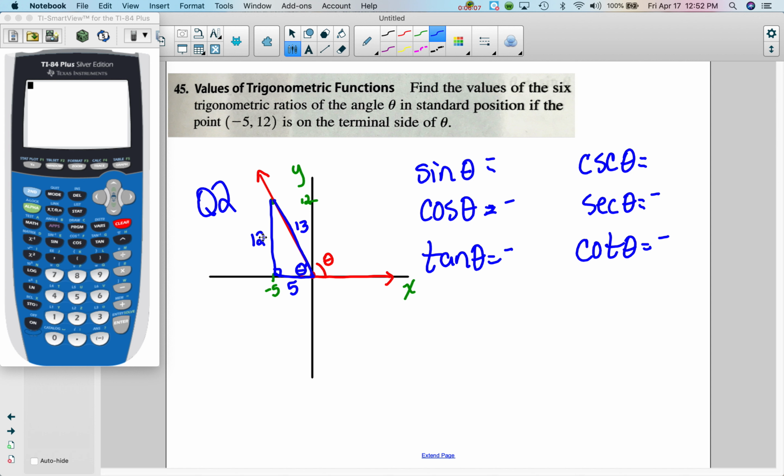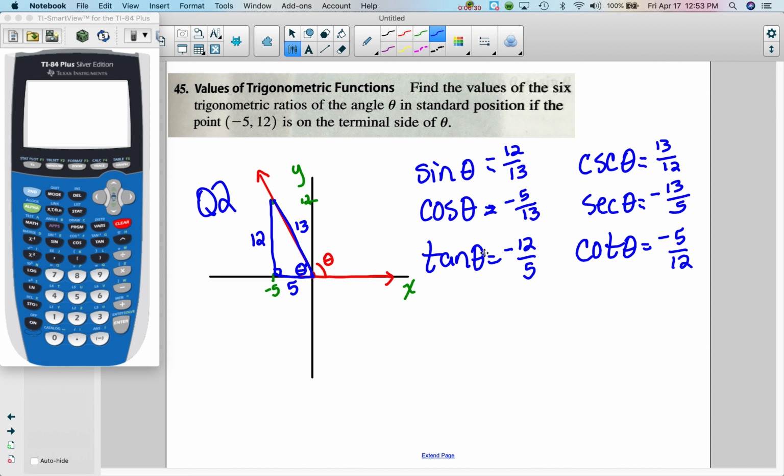So sine is opposite over hypotenuse, so I get 12/13. So that means cosecant is 13/12. Cosine is adjacent, so it's 5/13. So if I flip that, I get negative 13/5 because those are both negative. Tangent, opposite over adjacent, we have 12/5, and I've already determined it's negative, so this is negative 12/5, and cotangent is negative 5/12. So that's how you do problem 45.